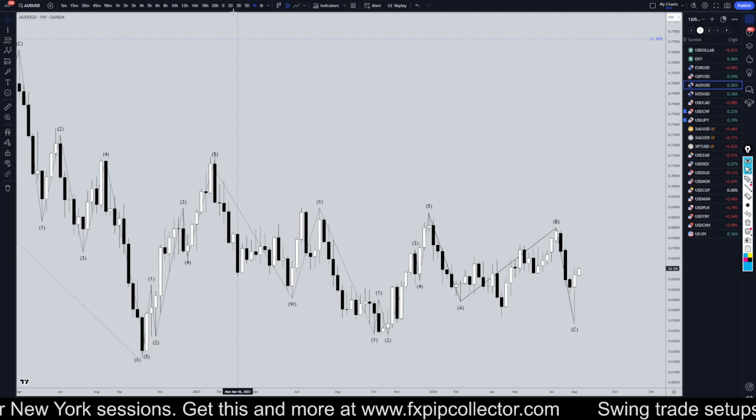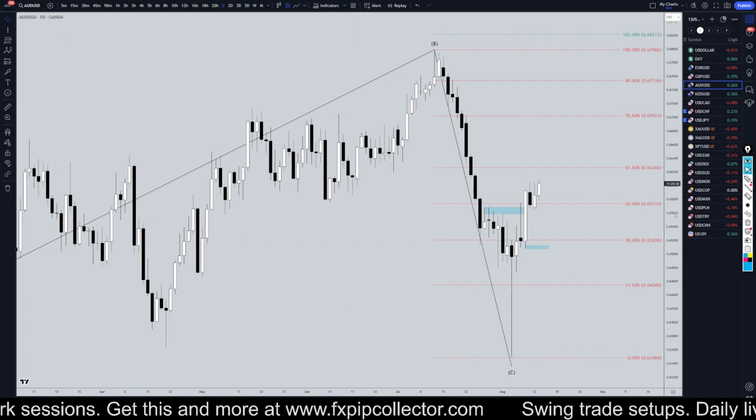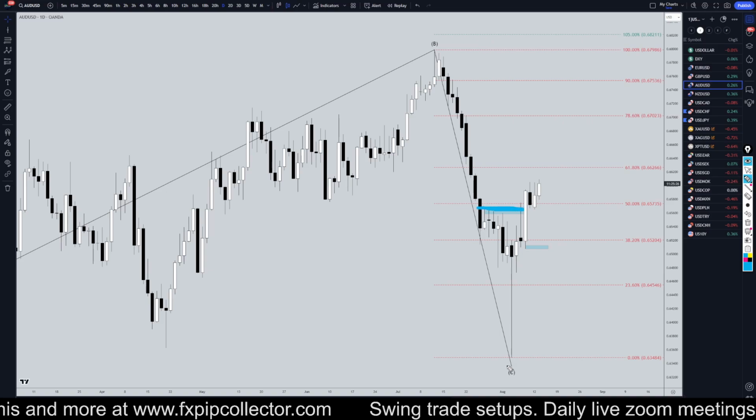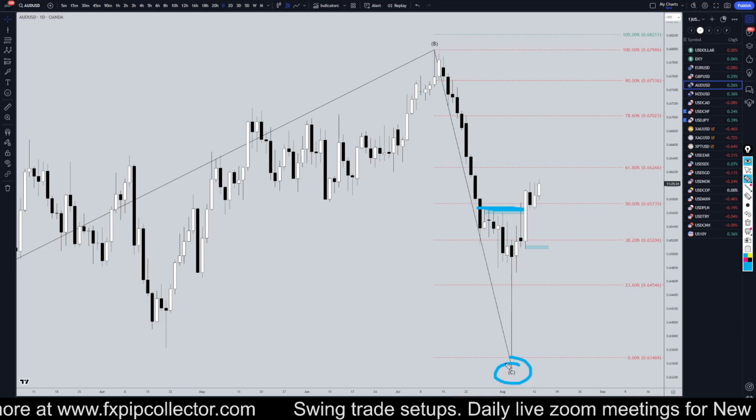So let's take it down to the daily time frame. On the daily time frame, we finally got that break of structure that we've been waiting for to help confirm that this most likely is the end of a wave C.